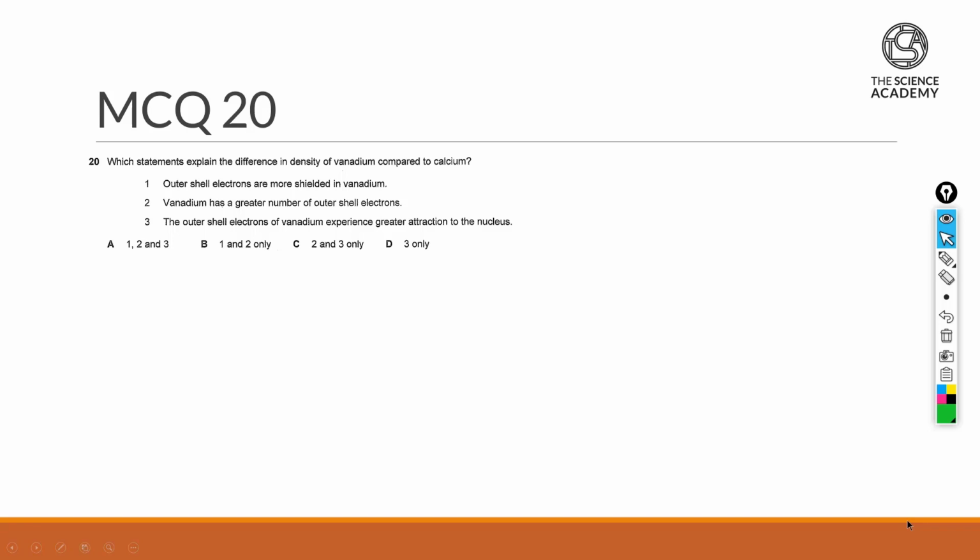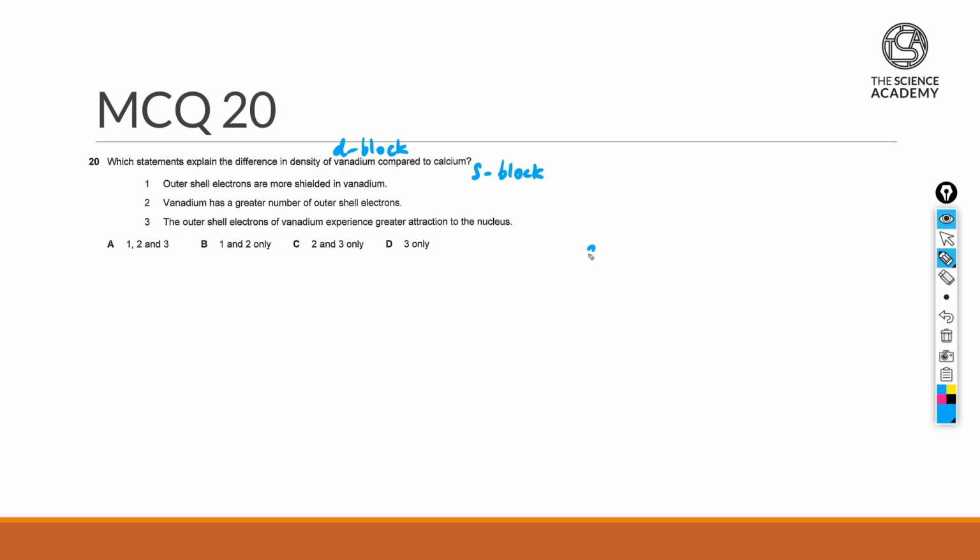Repeating the trend of transition metals, we're now going to compare the difference in characteristics between an S block and a D block element. The S block representative is going to be calcium, and vanadium will be representative of the D block elements. So which of the statements here is actually true with regards to density?